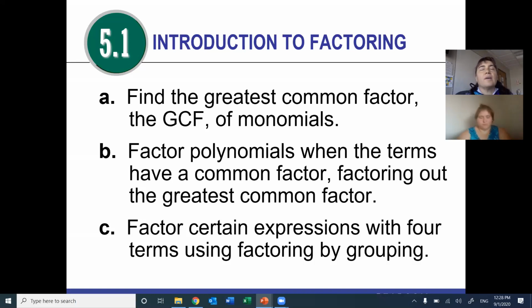Father God, thank you so much for this day. Thank you for Carissa. Thank you for all the students who are not here, and help us to learn this important lesson on factoring. In Jesus' name, amen.